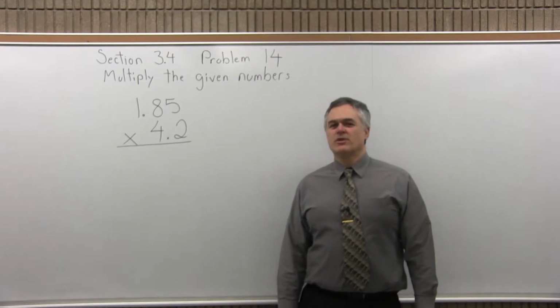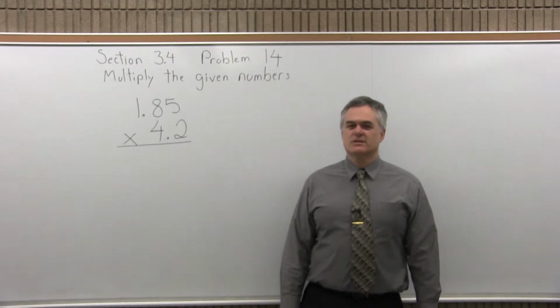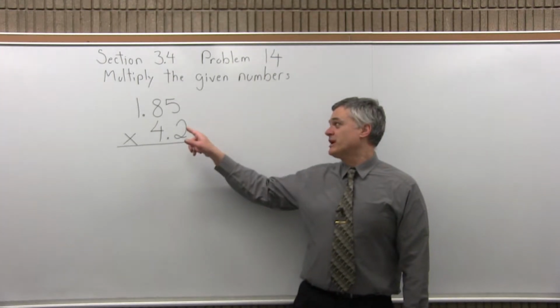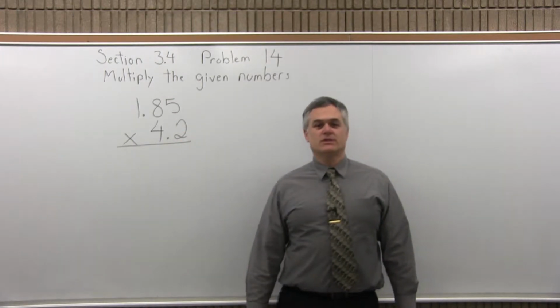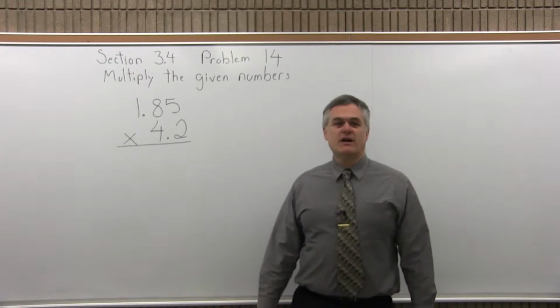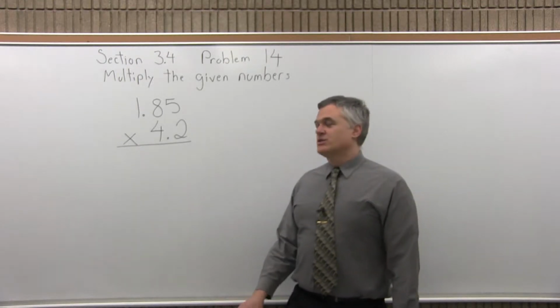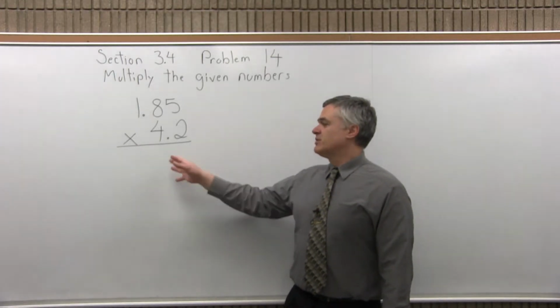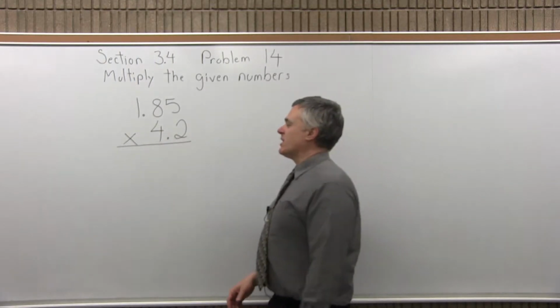This is Section 3.4, Problem 14. It says multiply the given numbers, and we have 1.85 times 4.2. So at first, just ignore the decimals. Multiply 185 times 42, get the answer, and then once you have the answer, you can put the decimal into your answer where it's supposed to go.